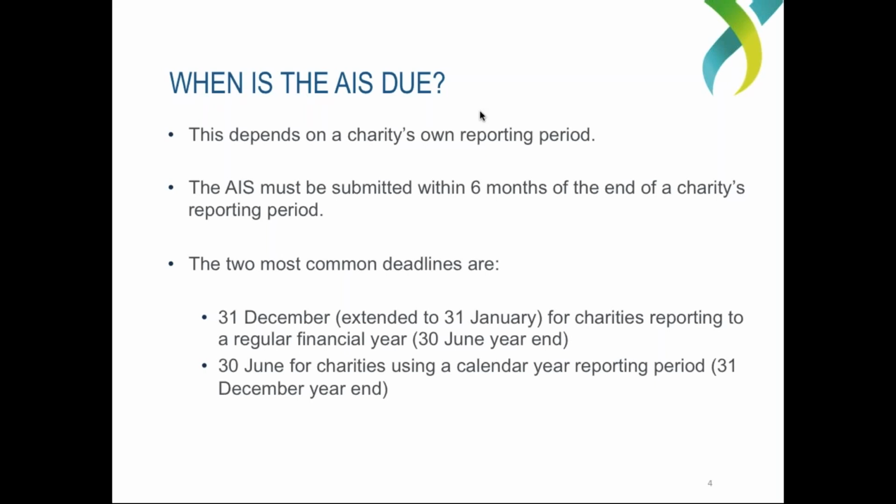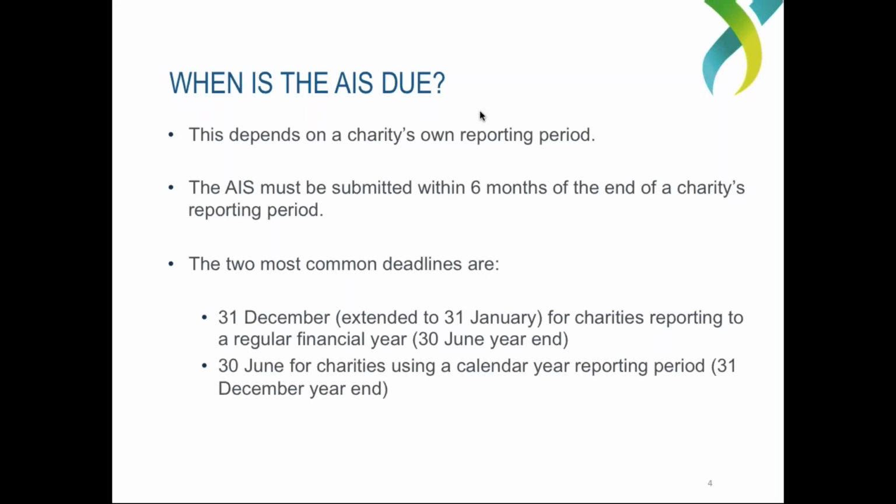The due date of the AIS is within 6 months of the end of a charity's reporting period. So although charities may have different reporting periods and may report internally different to each other, the due date to report an annual information statement is consistent across all of them, that being within 6 months of the end of the charity's reporting period. As I mentioned, the two most common deadlines for an annual information statement are 31st of December. I'll just get onto that extension in a second, but for the time being, the 31st of December for charities that report to a regular financial year, that's the July to June period, 6 months after the end of their reporting period being 31st of December.